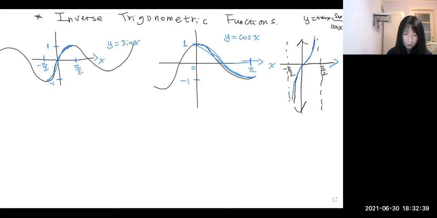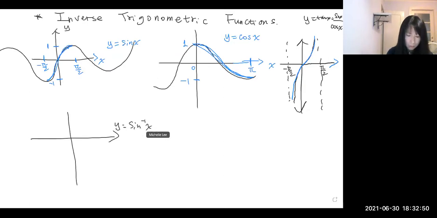I'm not good at this one. This is the inverse of sine: -1 to 1 and pi over 2 to negative pi over 2. It looks like a cube. Okay, and then cosine, the inverse of cosine.